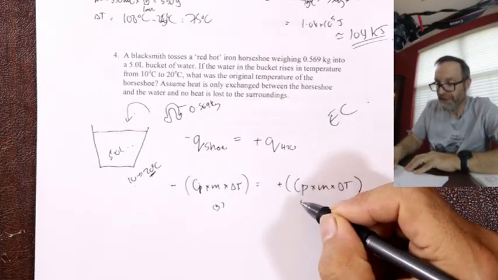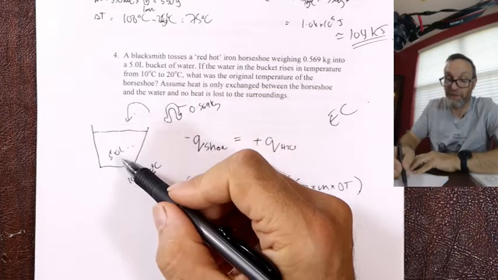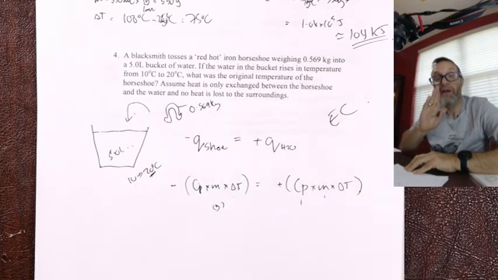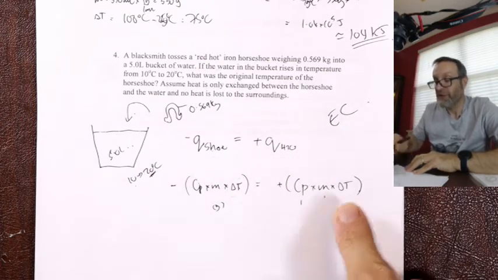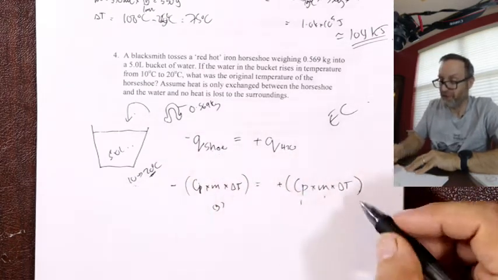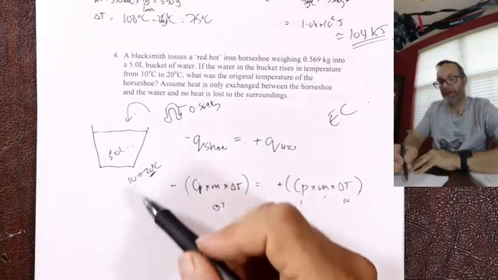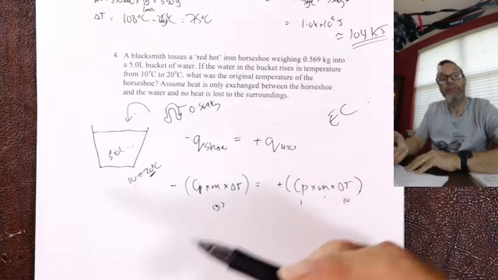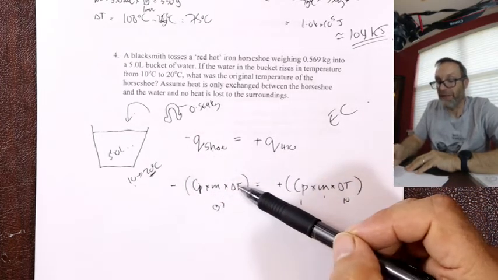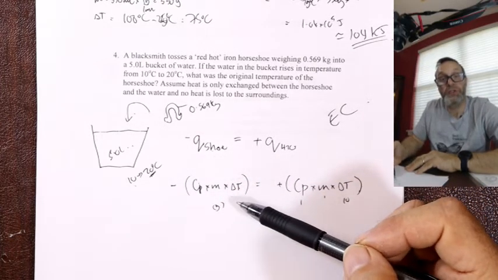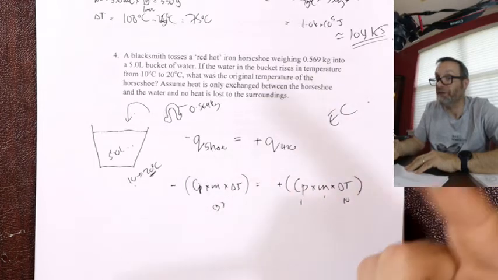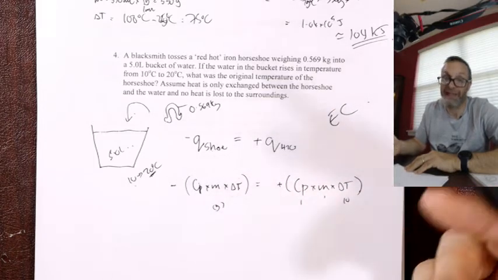Then the water: heat capacity we know, mass, well, 5 liters, 5,000 grams. Temperature change, 10. It went from 10 to 20, so it's 10, final minus initial, also plus 10. Careful with signs. If you think about it, the temperature change for the horseshoe will be reversed, if that makes sense, because it cools down. It's going to be negative.